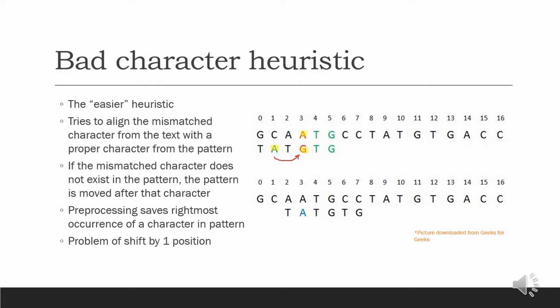in the text. Preprocessing saves the rightmost occurrence of a character of the pattern in a table, and when a mismatch occurs, we look up in the table to see the pattern shift amount. The problem happens when the mismatched character in the text exists in the matched part of the pattern. In that case, we shift the pattern just by 1 position. The heuristic saves only the rightmost occurrence of a character, while ignoring any other occurrences of the same character in the pattern.